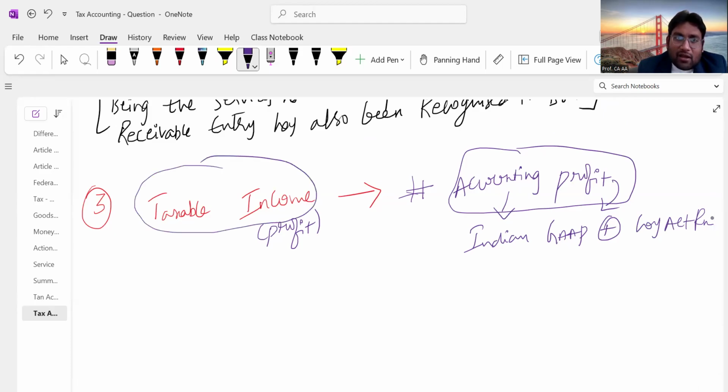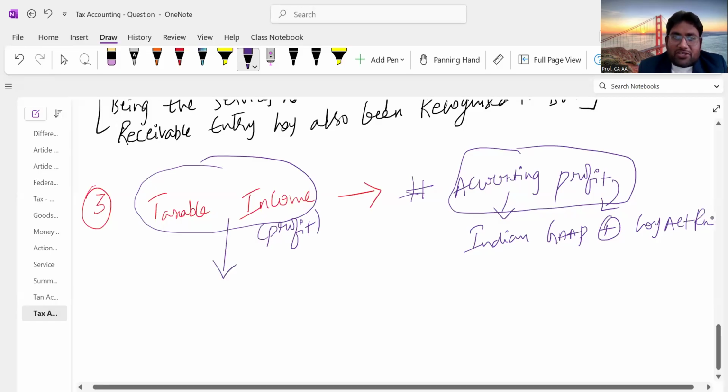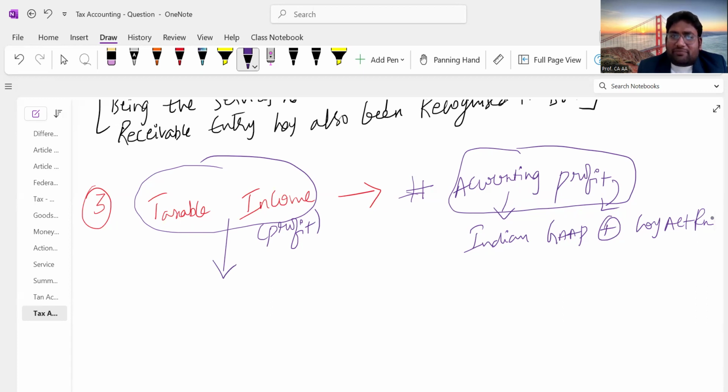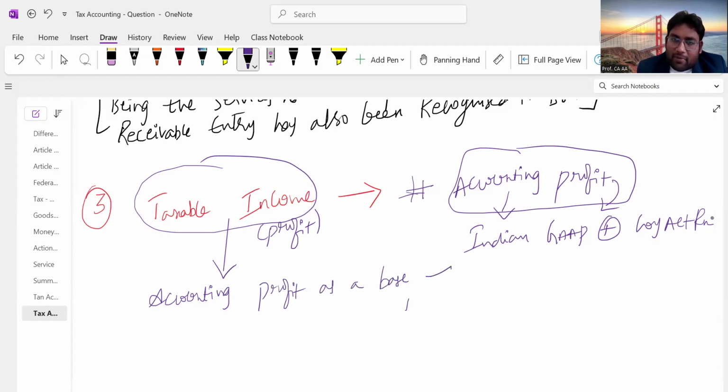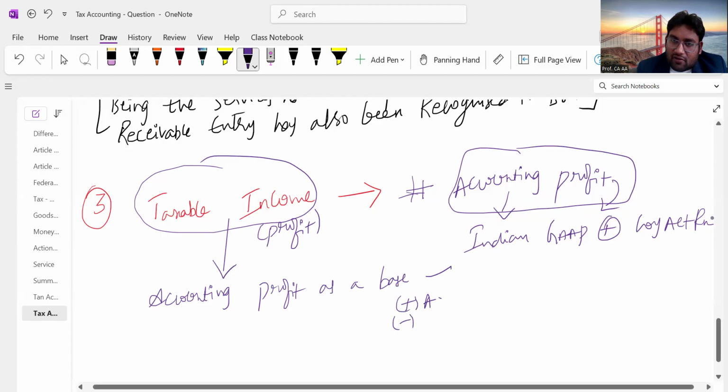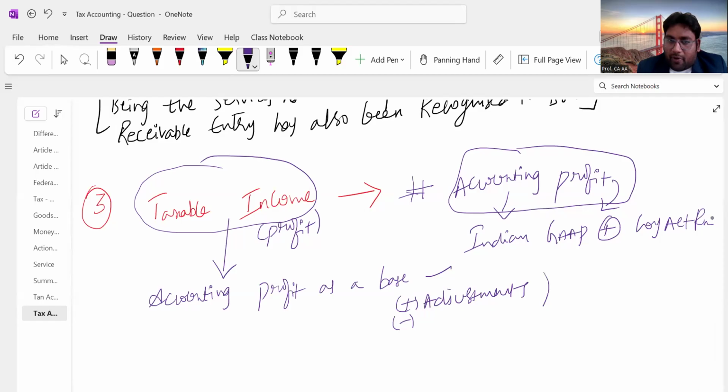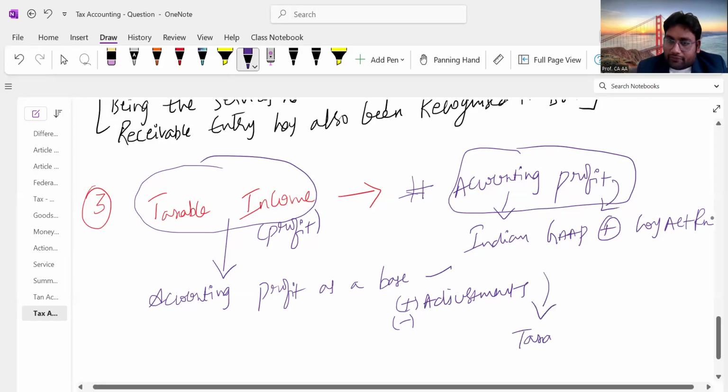What is this taxable income? Taxable income is just an adjusted, refined version of accounting profit. We have to do some adjustments. First we take accounting profit as a base. Then we do some adjustments, plus or minus. Then this accounting profit will be turned into taxable profit.